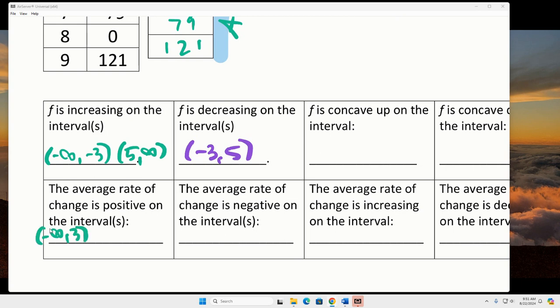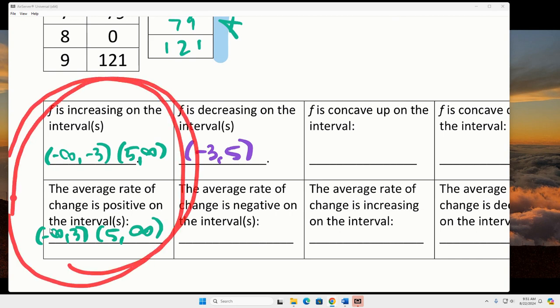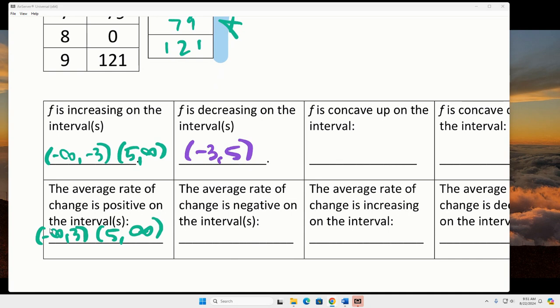You're absolutely right. Whoa, I can't do infinity right now. All right, those are always going to be the same. So the average rate of change is positive every time the function is increasing. They should 100% match. So that was good.